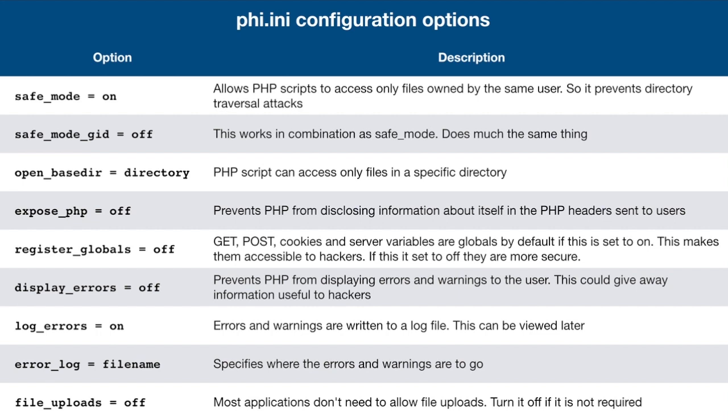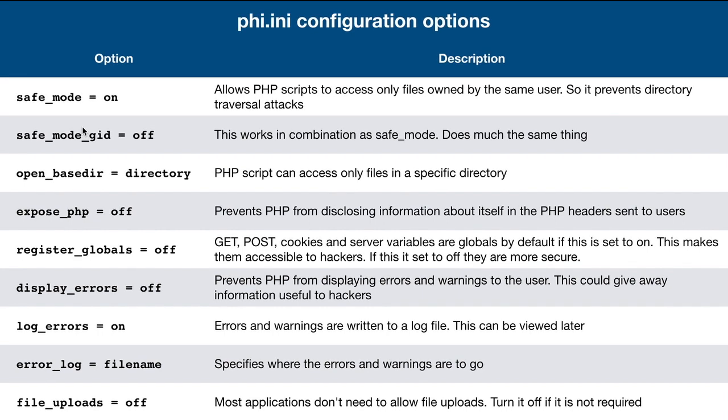You could set log errors to on, and so errors and warnings will be written to a log file, and these can be viewed later. Error log equals file name specifies where the errors are going to go. Not all applications would require file uploads, so if you know you don't need file uploads, then you can turn that off. And then no matter what the server is told to do, there won't be any uploading of files.